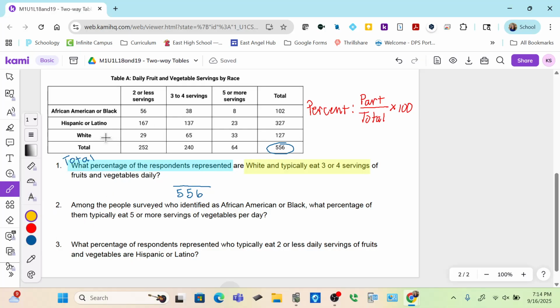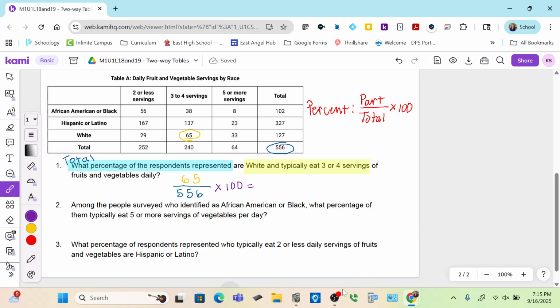So white is the third row. 3 to 4 servings is the second column, so I'm looking for third row, second column, and we have 65. So 65 out of 556, and then to convert that to a percent, I'm going to take that times 100.